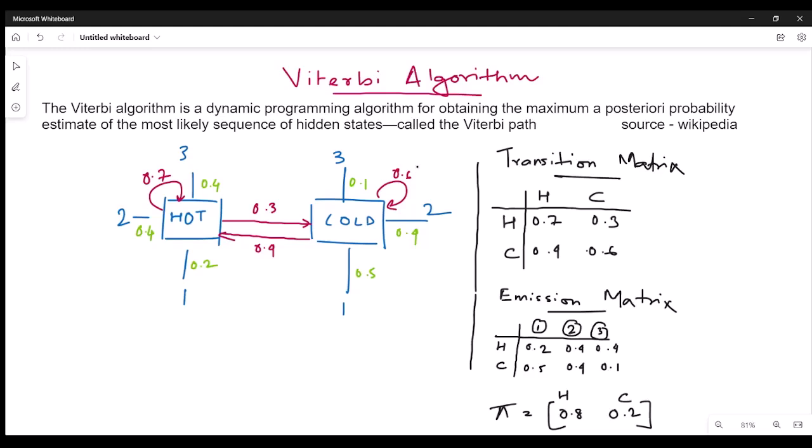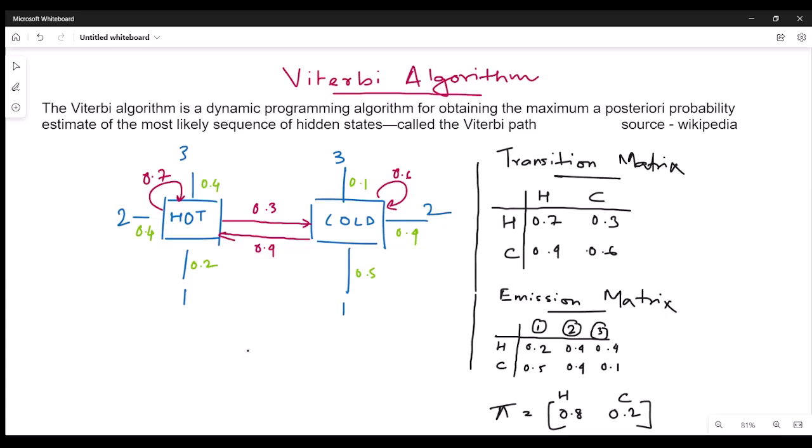Hi, today we will be discussing the Viterbi algorithm. The Viterbi algorithm is a dynamic programming algorithm for obtaining the maximum a posteriori probability estimate of the most likely sequence of the hidden state. The sequence of the hidden state is called the Viterbi path. Now, this Viterbi algorithm uses the concept of dynamic programming.